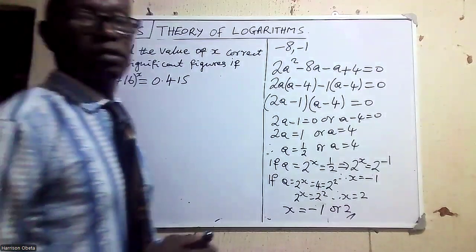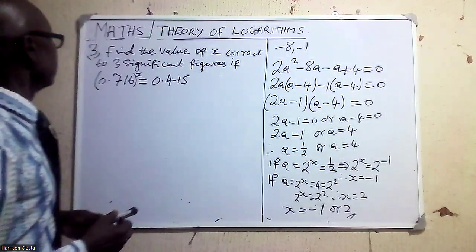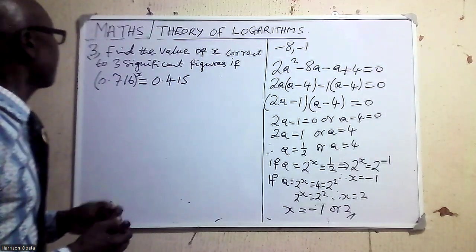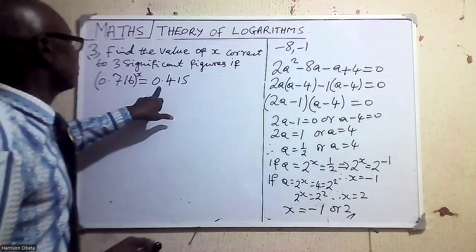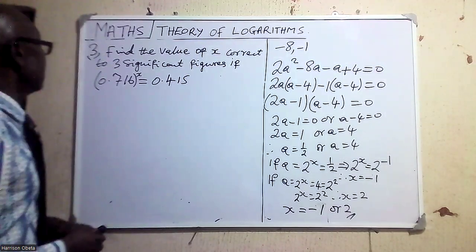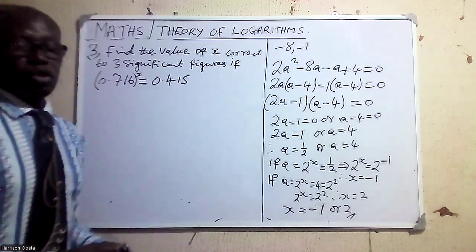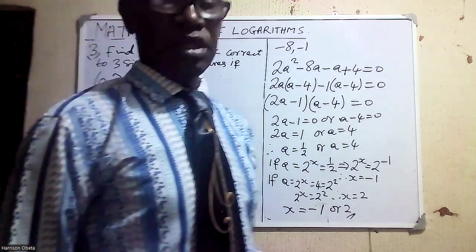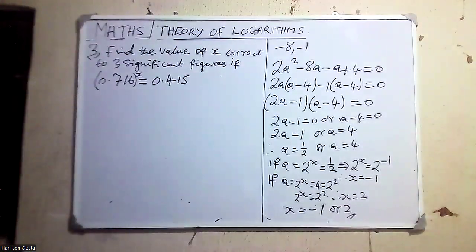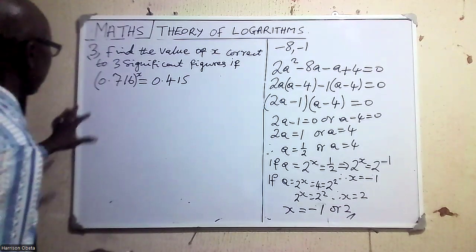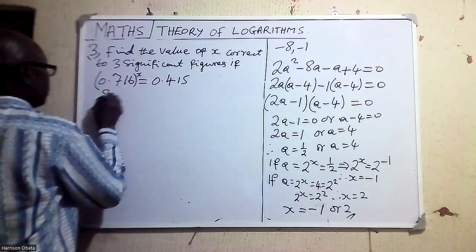Okay. Question number 3. We have it on the board. Find the value of x correct to 3 significant figures, if 0.716 raised by x is equal to 0.415. And you discover that for us to simplify, it may not be so easy. So we have to apply the method of change of base. So, to apply the method, it means that we have to take the log of both sides to base 10. Solution.